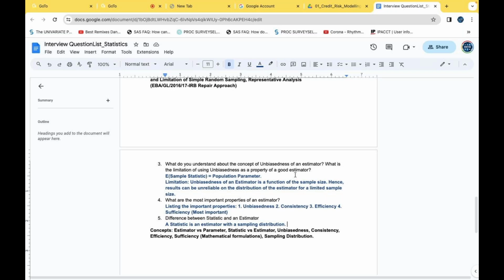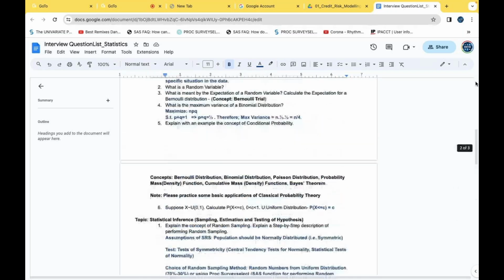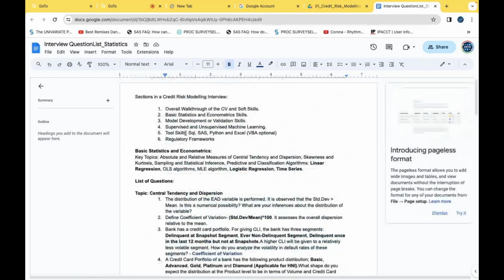And from there, we are going to move into the next component, which is model development and validation skills, along with the regulatory frameworks. Right. So we will discuss them separately.